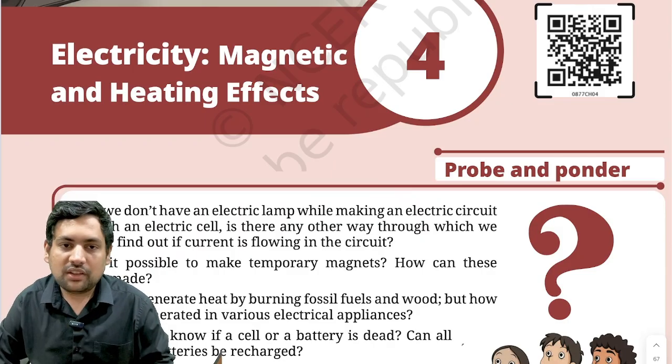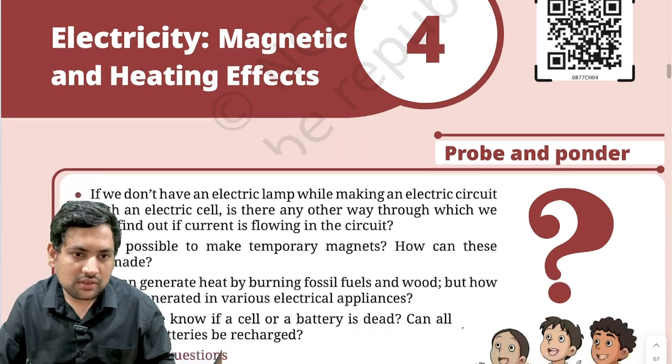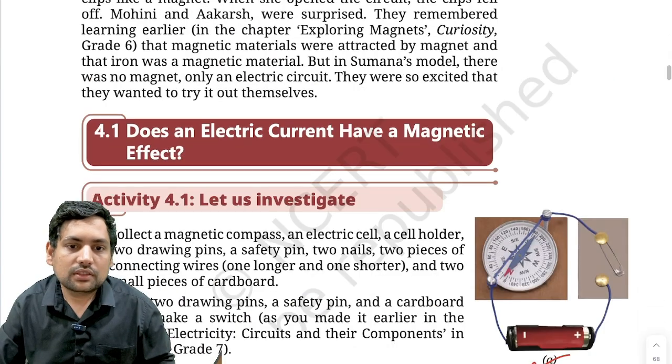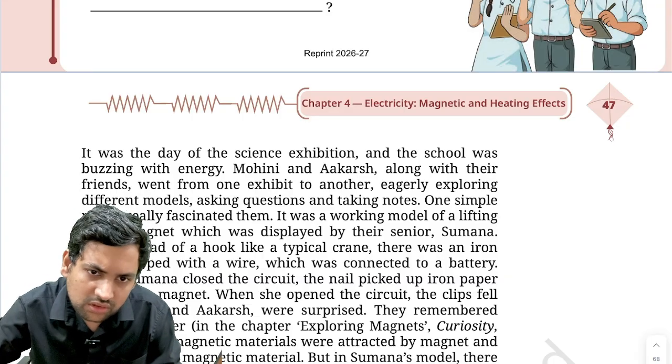So we'll be continuing with our class 8 science NCERT. This is chapter 4, which is electricity, magnetic and heating effects of it. Now, fairly simple chapter. Okay, some concepts we have to see. Now, see, one thing, the core of this chapter is this.